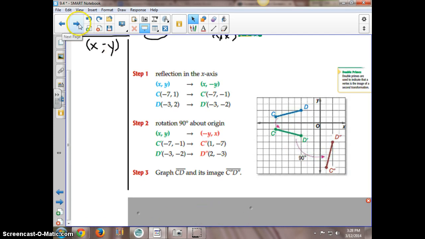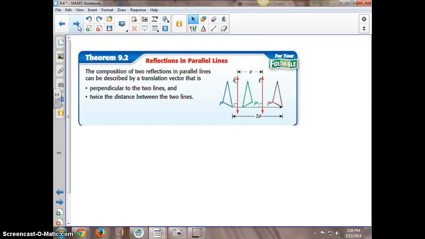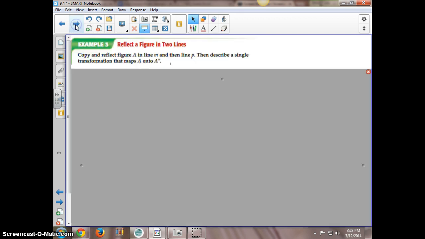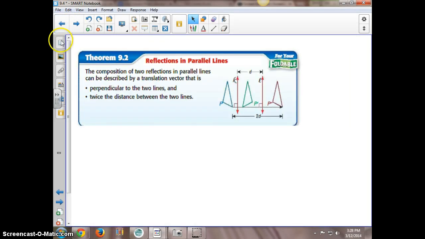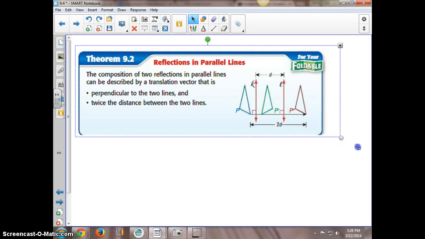All right, going on to example 3. And actually, in example 3, let's take a peek at example 3 first. They say to copy and reflect figure A in line M and then line P. Then describe a single transformation that maps A to A double prime. So in order to do this, we need two theorems. So please add these to your notes.